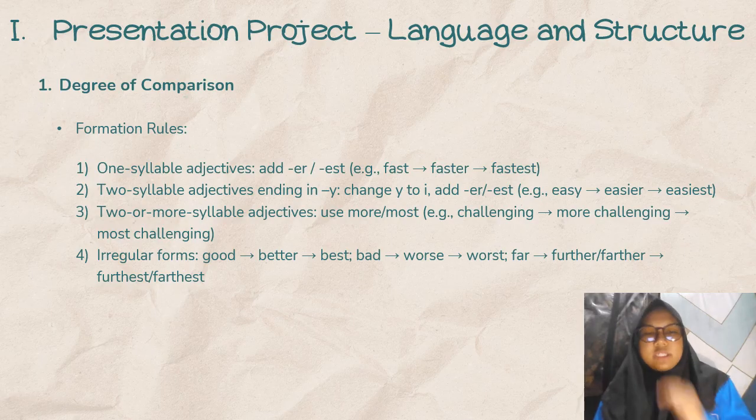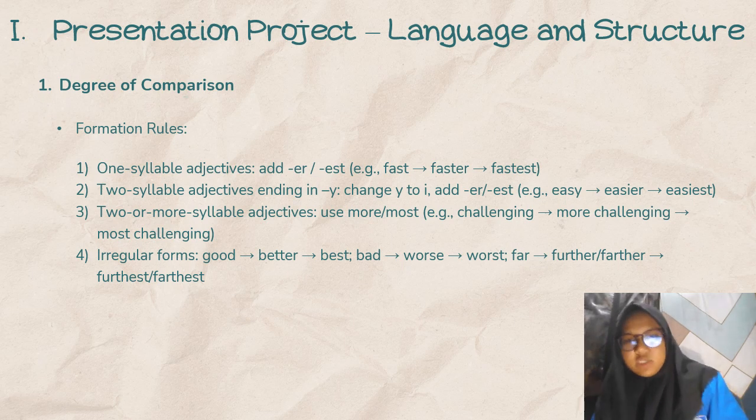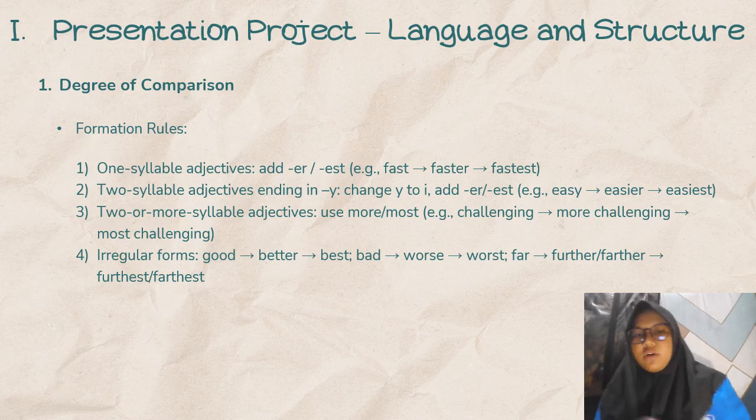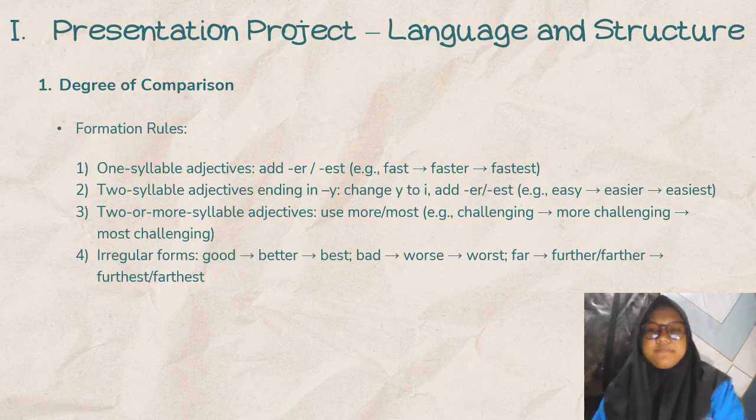Three, two or more syllable adjectives use more or most. The example is challenging, more challenging, to most challenging. For the irregular forms, the example is good, better to best, or bad to worse, or far to farther, or farther to farthest, or farthest. Next.